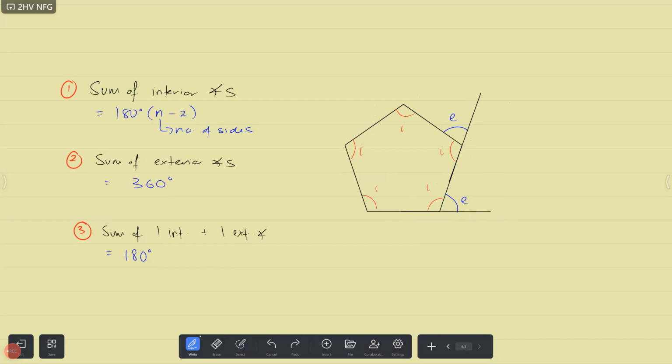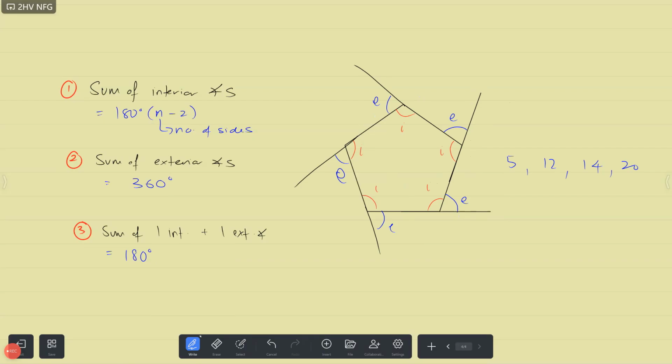Let me just extend the other sides too. Basically all these are straight lines, so these are the exterior angles. All exterior angles add up to 360 degrees, no matter the number of sides. Whether you have 5 sides, 12 sides, 14 sides or 20 sides, the sum of exterior angles equals 360 degrees. It doesn't change, unlike the interior angles, which will change.